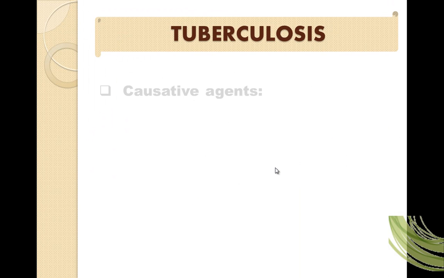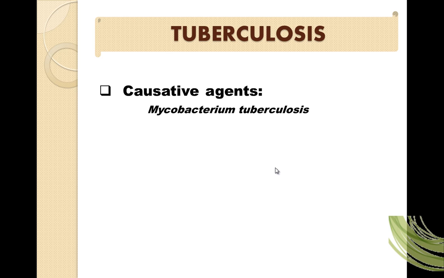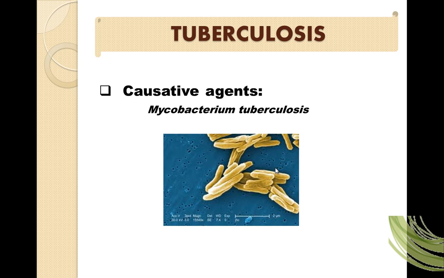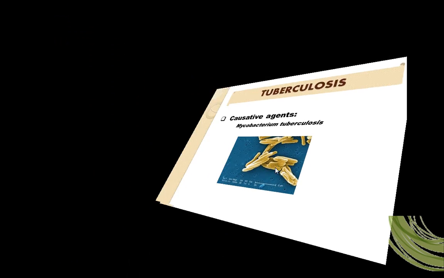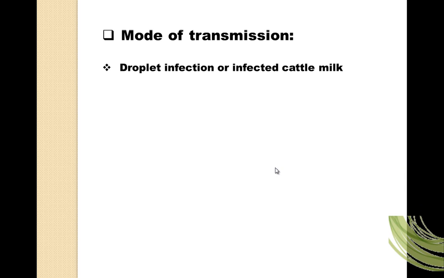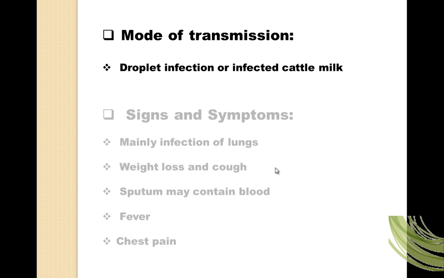Now, tuberculosis. The causative agent of tuberculosis is Mycobacterium tuberculosis. See here, these are the rod-shaped bacteria. They cause the tuberculosis disease. Mode of transmission: it is the same mode of transmission, that is droplet infection and infected cattle milk. Okay, I told you what is meant by droplet infection.